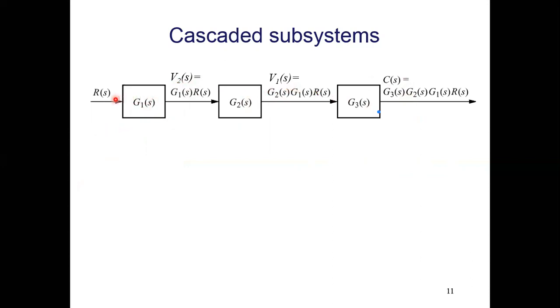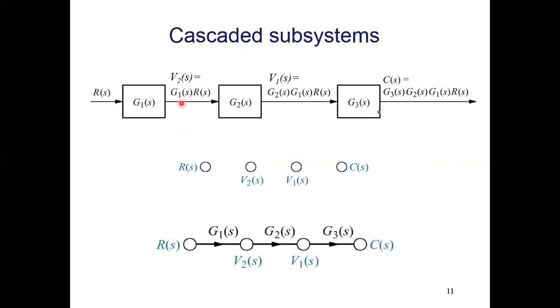Because we have 4 signals, in the signal flow graph we will have 4 nodes, each representing a signal. And because we have 3 subsystems, we will have 3 branches, G1 of S, G2 of S, and G3 of S. Simply, we have converted our cascaded subsystem represented in the form of a block diagram to a signal flow graph.